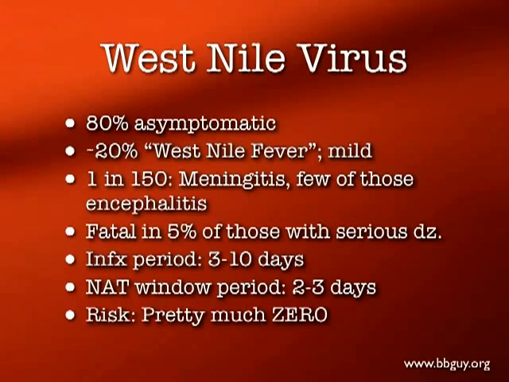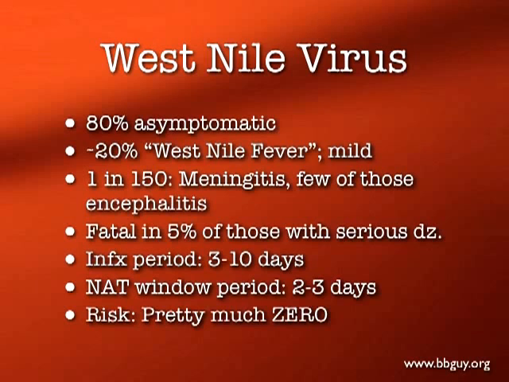Here's the deal with West Nile. 80% of people with West Nile are completely asymptomatic. About 20% of those with West Nile virus get what's called West Nile fever, which is very mild, and 1 in 150 get meningitis, and a few of those get encephalitis, and a very few of those have fatal disease. So very uncommon for West Nile to cause a substantial problem, but it can cause a problem.